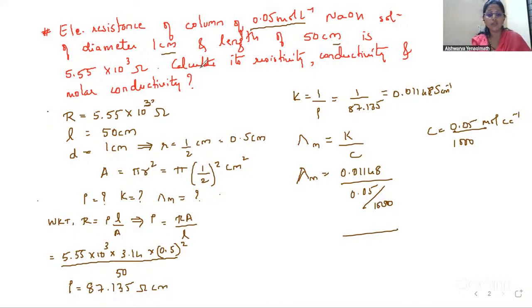But sometimes conversion factors become very important, whether it is given in centimeter and asked in meter. When asked to find the answer in a particular unit, you need to be very careful of how to do the conversion factors, otherwise it is very easy. Okay, shall we take another one?